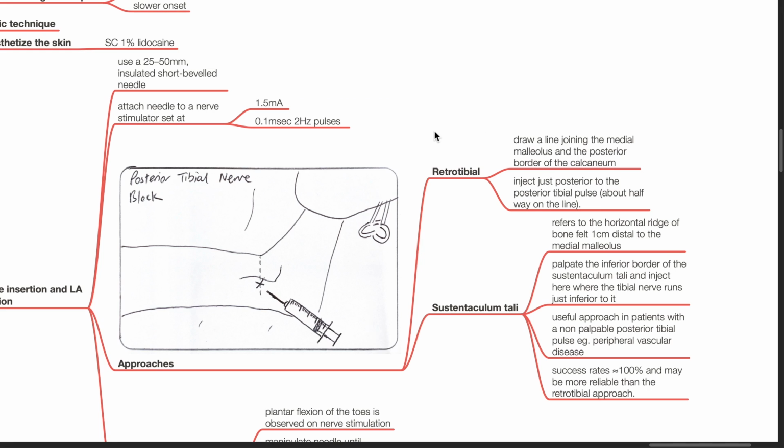Approaches. Retrotibial: draw a line joining the medial malleolus and the posterior border of the calcaneum. Inject just posterior to the posterior tibial pulse, about halfway on the line.